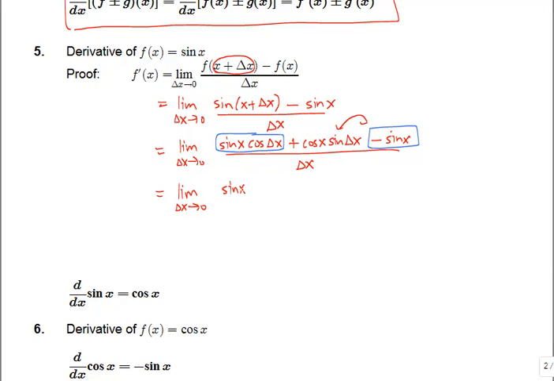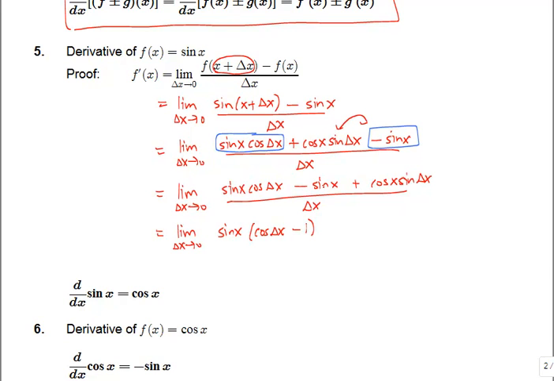So I'm going to leave the sine x cosine delta x where it is, and in the middle I'm going to put the minus sine of x, and then on the end I'm going to put the cosine x sine delta x. Next thing that I'm going to do is factor out this sine of x that both of these terms have. So if I pull out my sine of x, then in parentheses I'll have cosine delta x left over from this first term, and I'll just have a minus 1 left over from the second term. And then over here I still have my cosine x and my sine delta x.